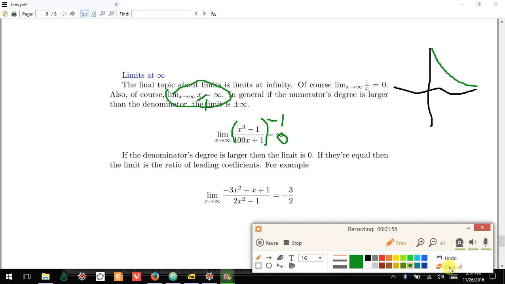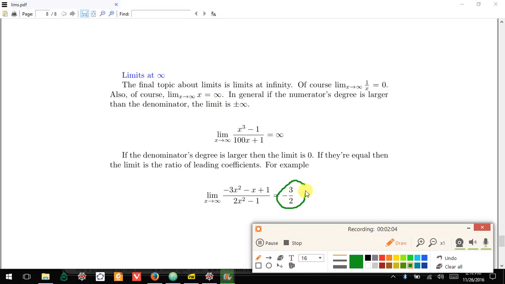Now, what happens when the degrees are equal? In that case, you get the even more interesting fact that the answer is the ratio of the leading coefficients, right? The -3 divided by 2 is the limit of this function. And that's the full set of rules for how to get limits at infinity.